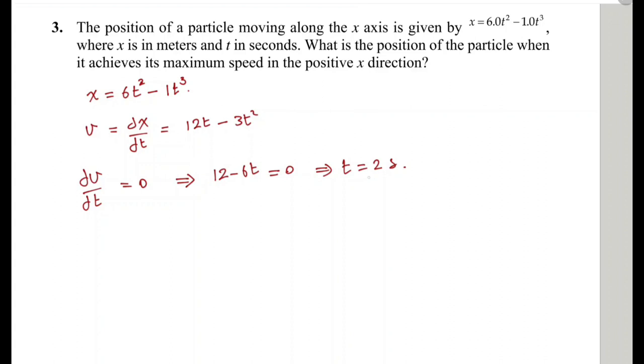Now you substitute this t back in the position, and x when t equals 2 equals 6 times 2 squared minus 1 times 2 cubed. In other words, x equals 24 minus 8, or it's equal to 16 meters.